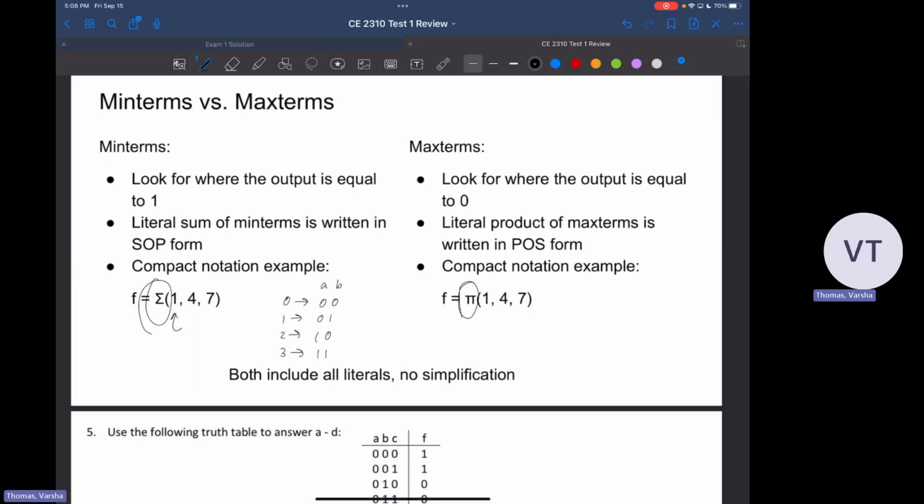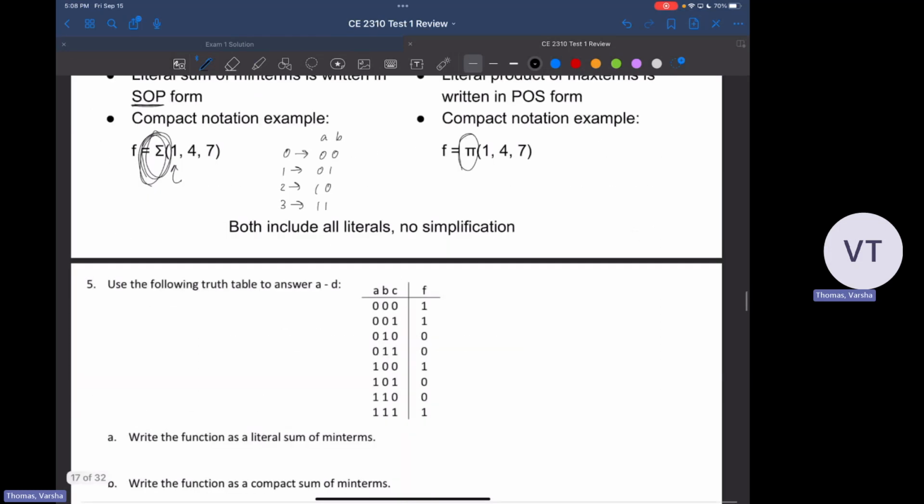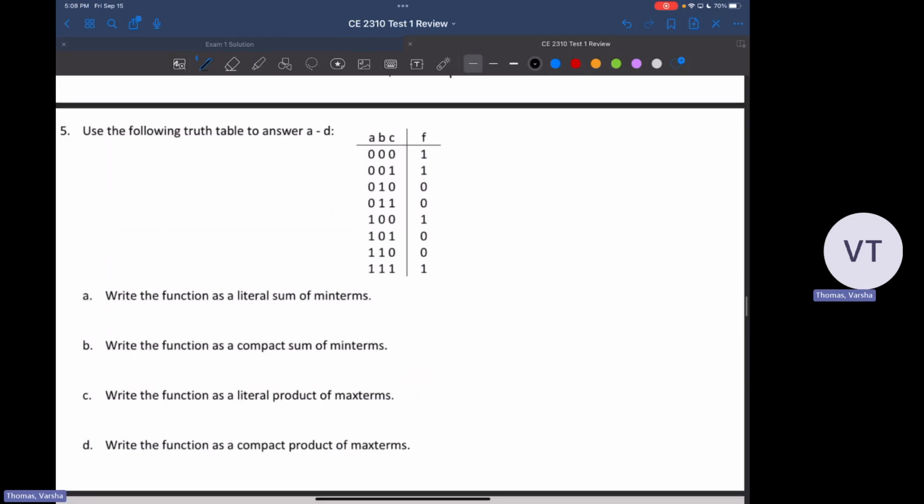How I like to remember it is minterms is sum of products form, so you would use the summation symbol for that. And then the other one is pi. Okay. So use the following truth table to answer. Write the function as a literal sum of minterms first is what it's asking.